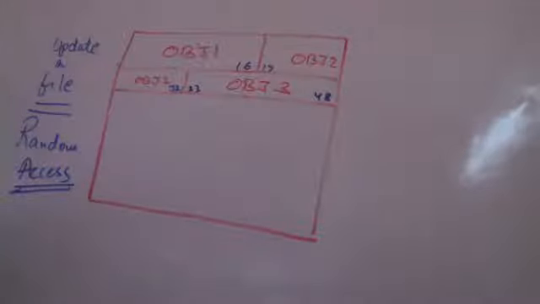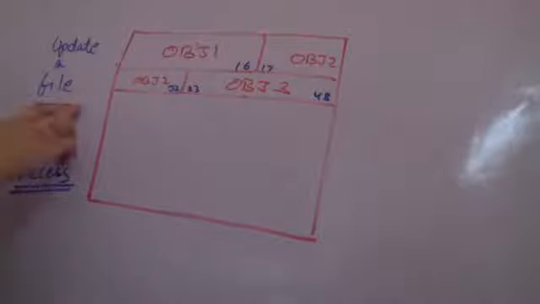Now, supposedly, I want to update a file content in which I'm storing some objects of the classes, and I want random access during the update. How do I have the random access? First of all, I need to know what is the size of an object.